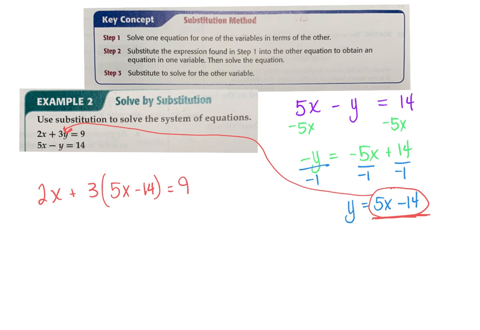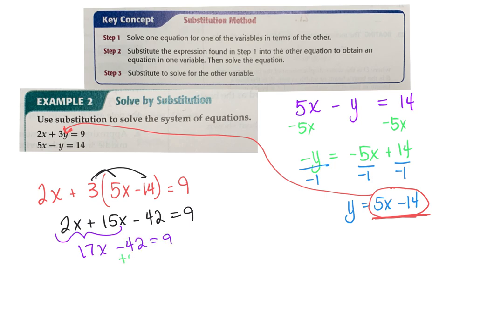So I'm going to solve by distributing this 3. 2x plus 15x minus 42 equals 9, right? And then combine my like terms, 17x minus 42 equals 9. Add my 42 over. 17x equals 51. And then divide by 17. So I have x equals 3.